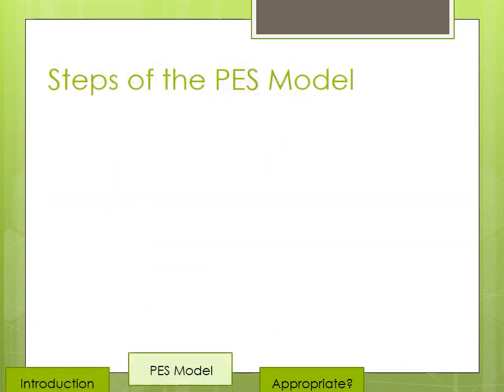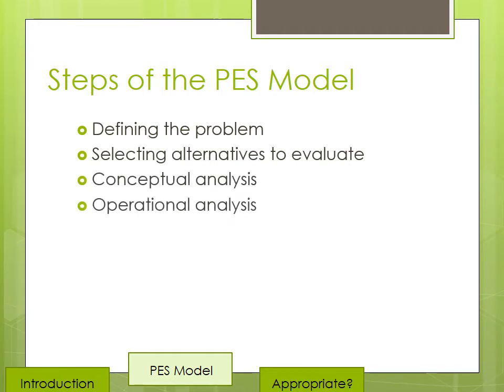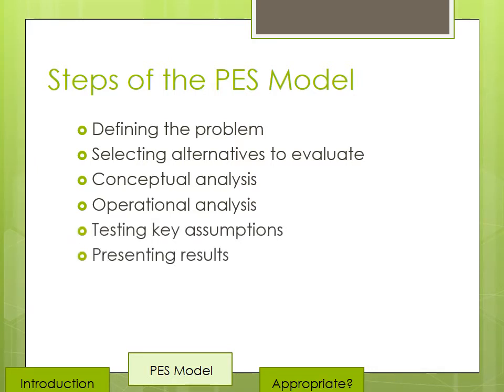There are 6 main steps outlined in the PES model. They are as follows: defining the problem, selecting alternatives to evaluate, conceptual analysis, operational analysis, testing key assumptions, and presenting the results. I will briefly talk about the model.